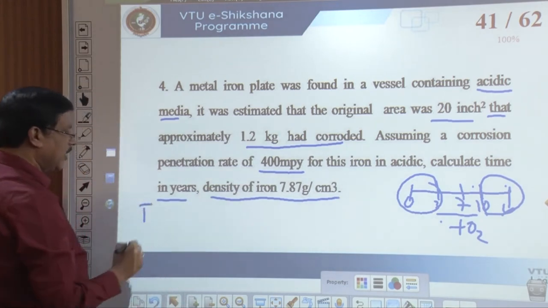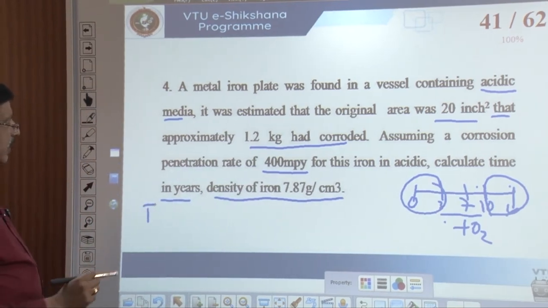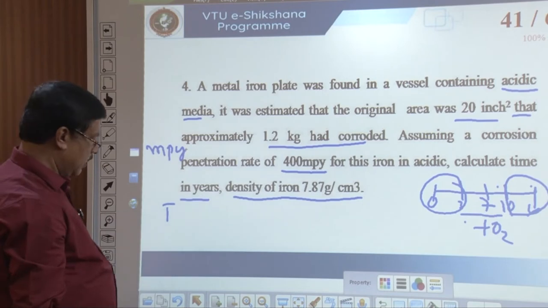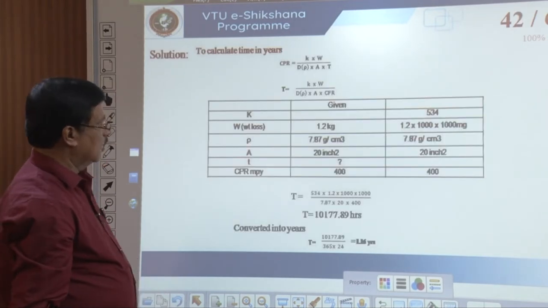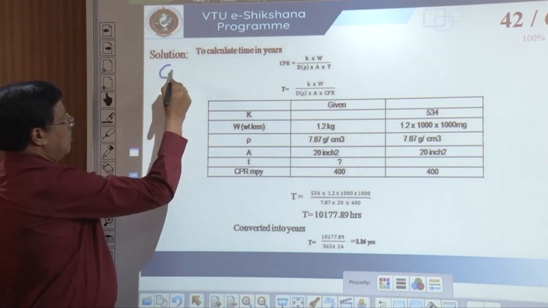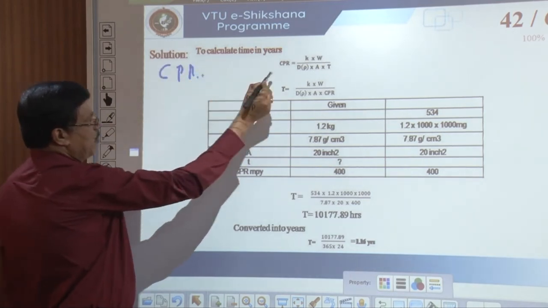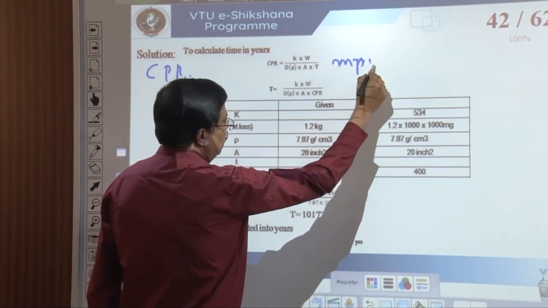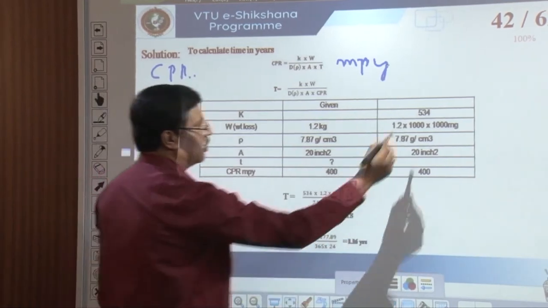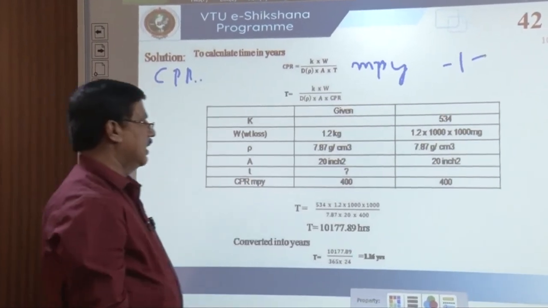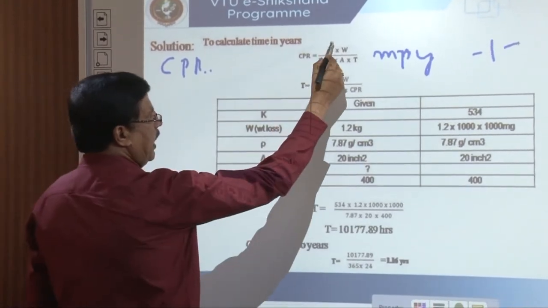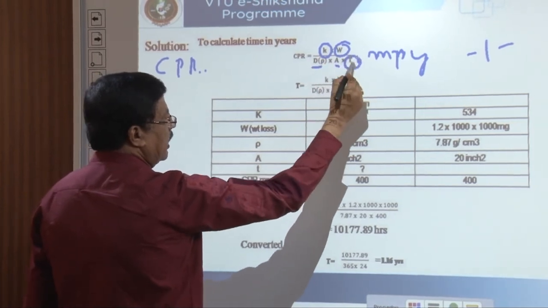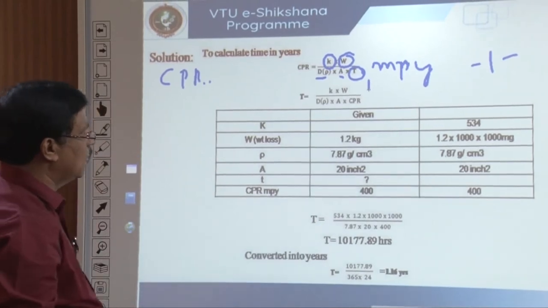You have to calculate T, the time taken. So now you are given the value in mils per year, and then you have to convert it and find out what T is. T is equal to what? See, now corrosion penetration rate, CPR, is equal to K W over rho A T, in MPY, mils per year. So you will get a mark for this. And T is equal to, now you know the K value, you know the W value, you know delta, A also. Now you have to calculate only T. Hence T is equal to this much.